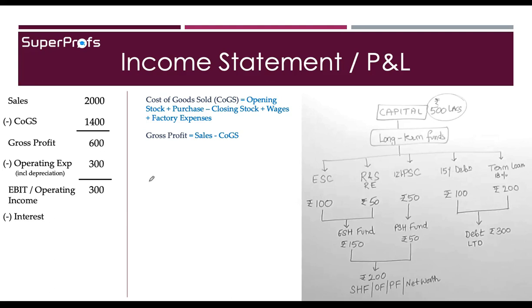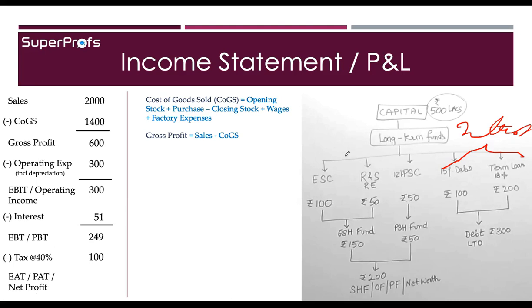Finally, you subtracted the interest that you had to pay in lieu of the borrowings. Okay, and this came out to 51. All right, and therefore you were left with earnings before tax or profit before tax, which was 249. Right, taking tax at 40%. Once you subtracted that, you were left with the net profit, that is earnings after tax or profit after tax, which came down to 149 in our example.